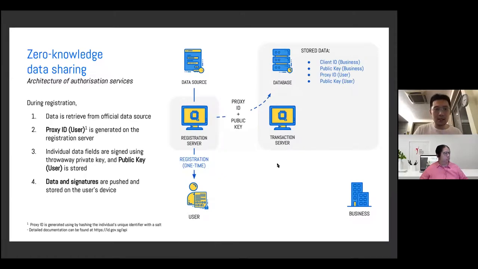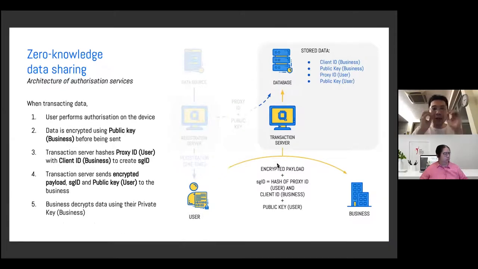First, we encrypt all the data that you're going to share with the business's public key. So this means it's encrypted in such a way that only the business requesting the data can read it, and no one else, including the transaction server, including SGID, can read it. No one else. It's encrypted. We hand this encrypted payload then to the server. So the server has the encrypted payload but cannot access it because it's encrypted with the business's key, but not the server's.